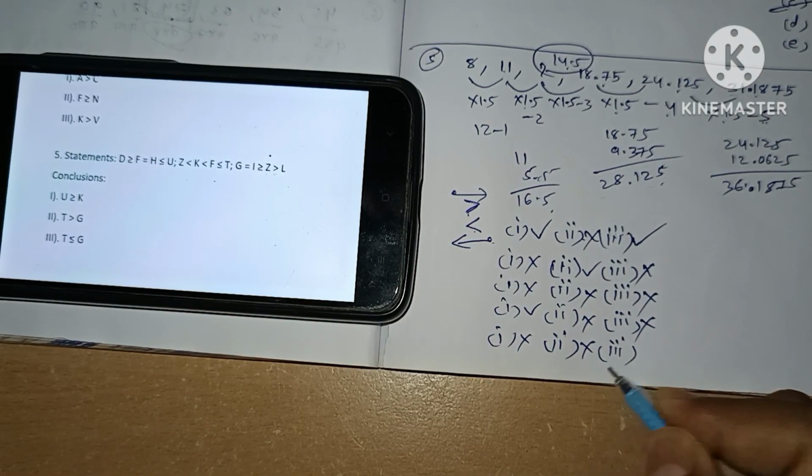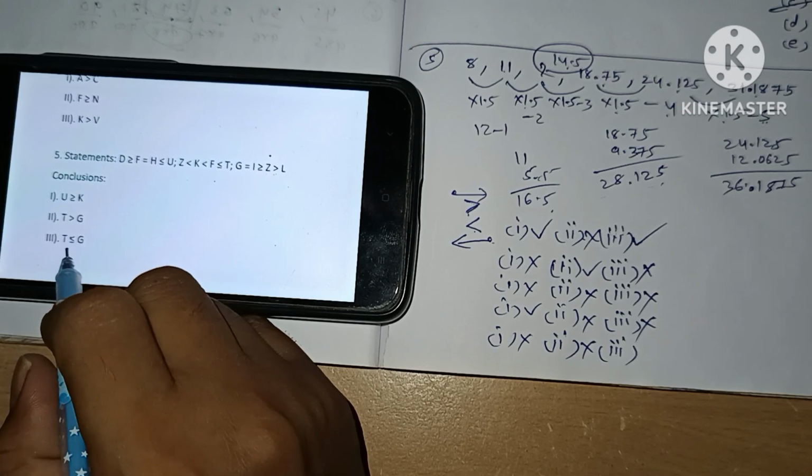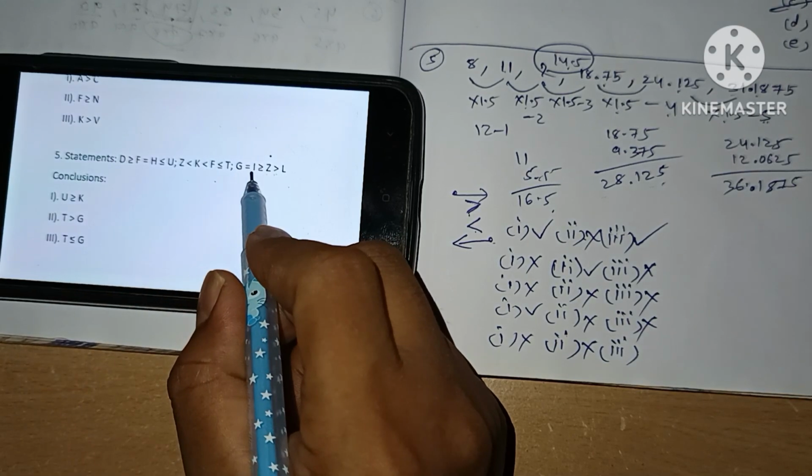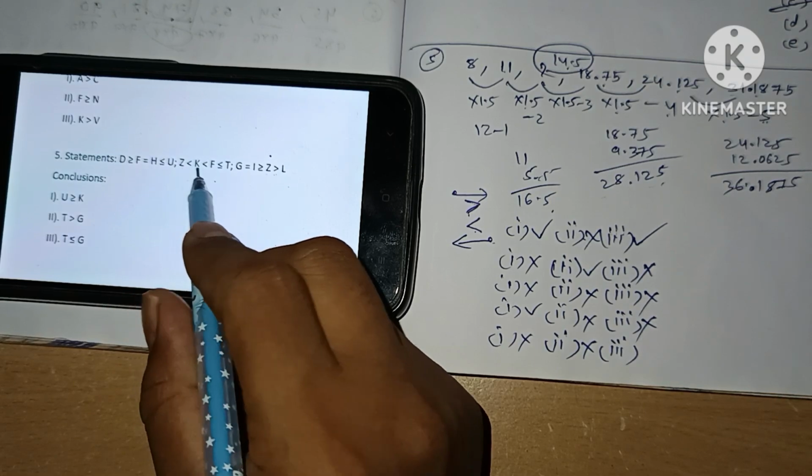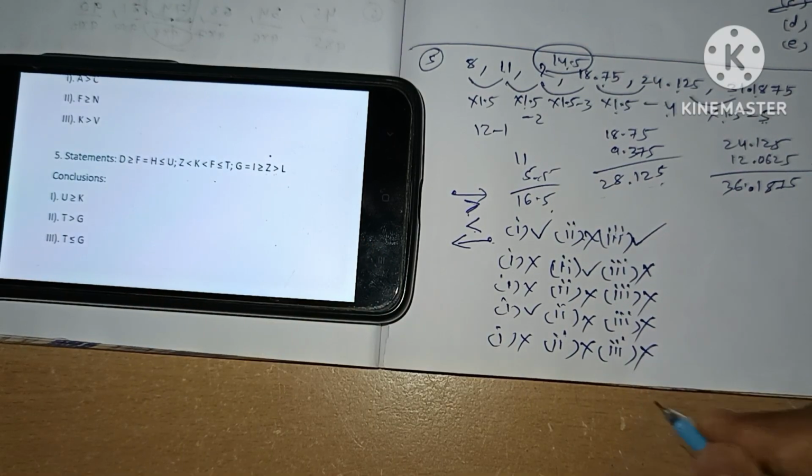Third conclusion, the flow from G to T with everywhere equal to. From G we can reach I and Z. From Z we cannot reach T. So the third conclusion is false.